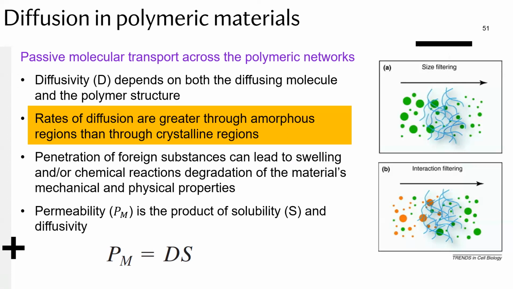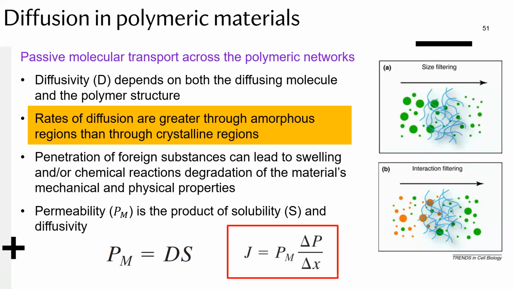Now that we've defined permeability as basically the ability of these molecules to permeate through this membrane or this interface, this is the important formula. The flux of these molecules through this interface is the product of that permeability coefficient and the pressure difference divided by the thickness of this wall or this interface or this medium.